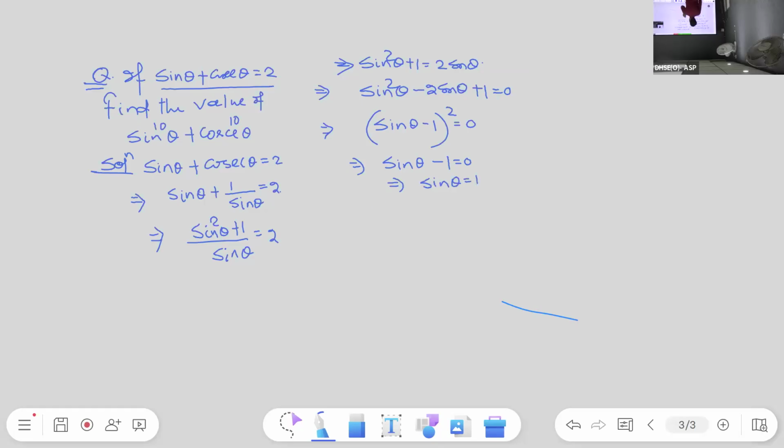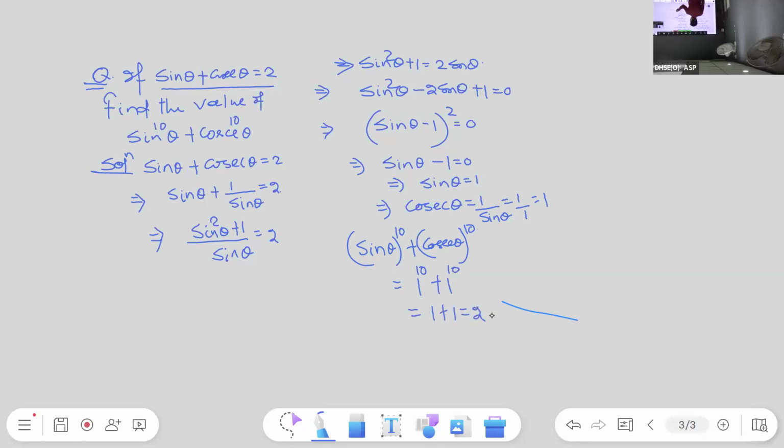If sin theta is equal to 1, then what will be the value of cosec theta? Cosec theta is the reciprocal of sin theta. Cosec theta is equal to 1 upon sin theta, which is 1 upon 1, equal to 1. Now we have to find the value of sin to the power 10 theta plus cosec to the power 10 theta. So sin theta to the power 10 plus cosec theta to the power 10 is equal to 1 to the power 10 plus 1 to the power 10. 1 to the power anything is 1. 1 plus 1 is equal to 2. 2 is the right answer.